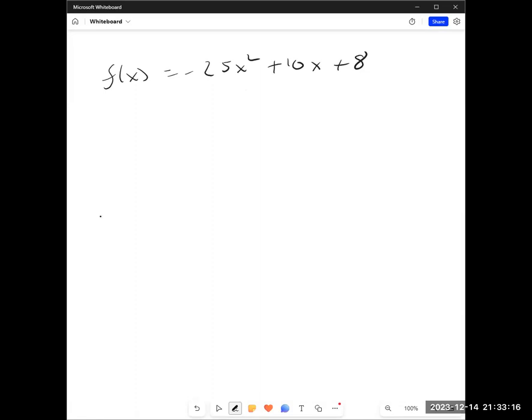Nothing says that we have to answer these questions by writing it in vertex form and then finding the vertex. So we're just going to use the formula method, that we've got negative b over 2a is negative 10 over negative 50, which is 1/5.